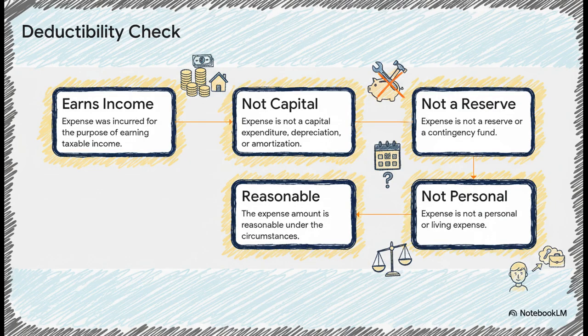And finally, rule number 5. The cost has to be reasonable. You can't claim you spent $500 on a light bulb. If your expense ticks all 5 of these boxes, boom, you can deduct it.